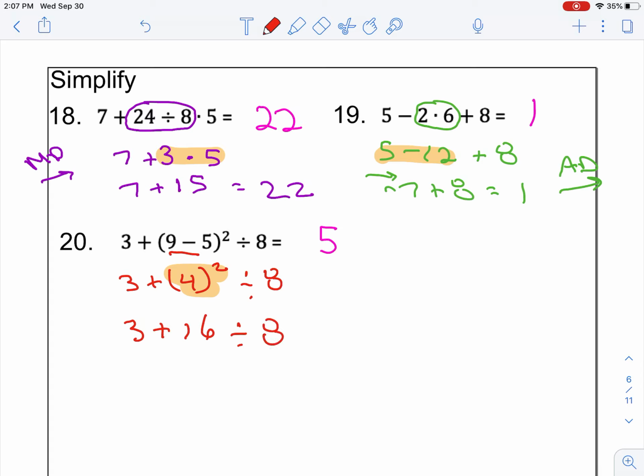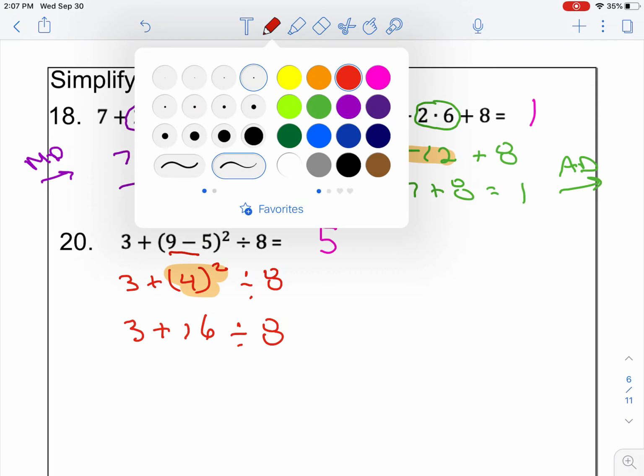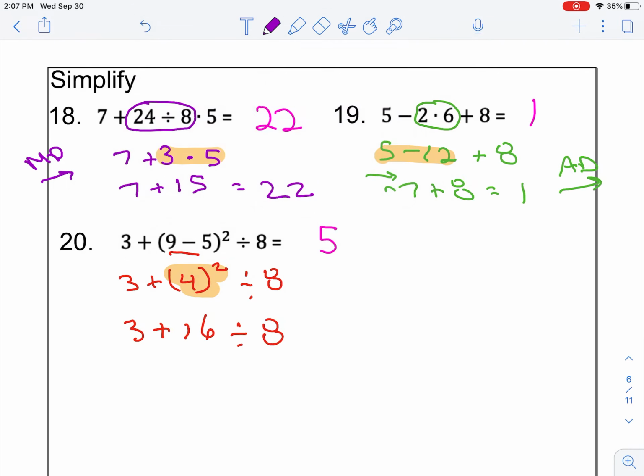Next, I have some multiplication and division to take care of. So the next thing I'm going to do here is this 16 divided by 8, which gives me 2. Now I have 3 plus 2, which gives me 5.